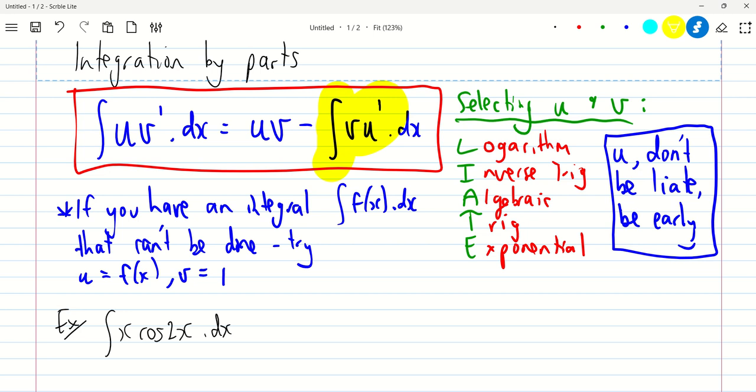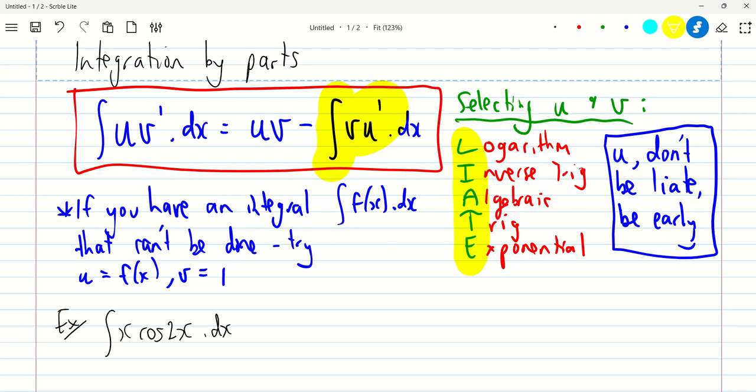So just a couple of little things before we get started. The hardest thing about integration by parts is probably how to choose u and how to choose v. It's not always obvious which one is which. I've got a saying here, and the saying is: u, don't be late, be early. When you're choosing your u, you look through this list of LATE, and notice it's not spelled in the normal spelling of late. The earlier in this list it is, the better it will be if you choose it for u. In other words, logarithms are really good choices for u.